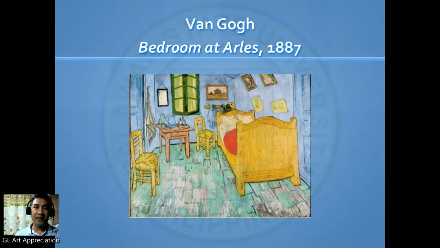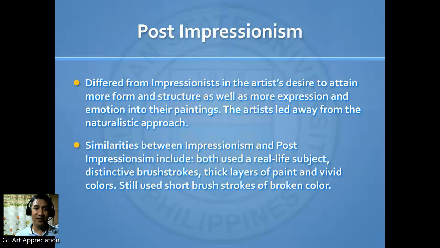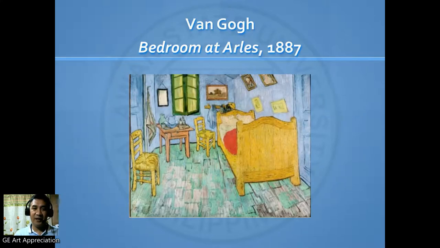Like here, the painting of Van Gogh, The Bedroom at Arles, in 1887. So it says in the story that his bedsheet is red. In psychology, if your bedsheet is red, it attracts sexual pleasure. So it's more on that during Post-Impressionism. Again, we reiterate, it's more on expression and emotion. They put their emotions, their expression into paintings, like Van Gogh's The Bedroom at Arles.